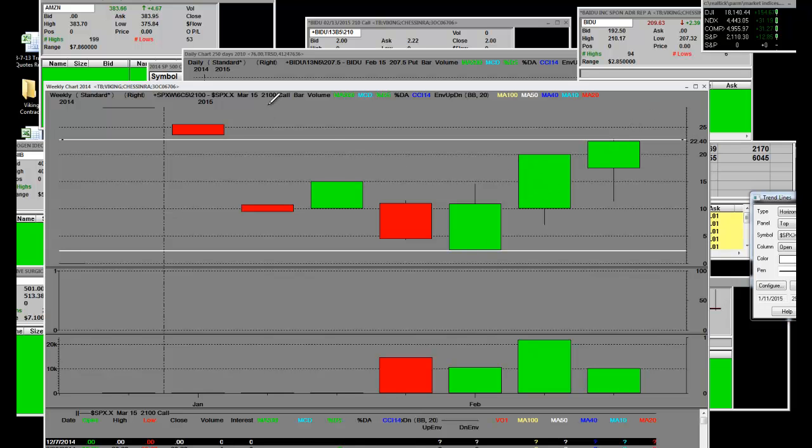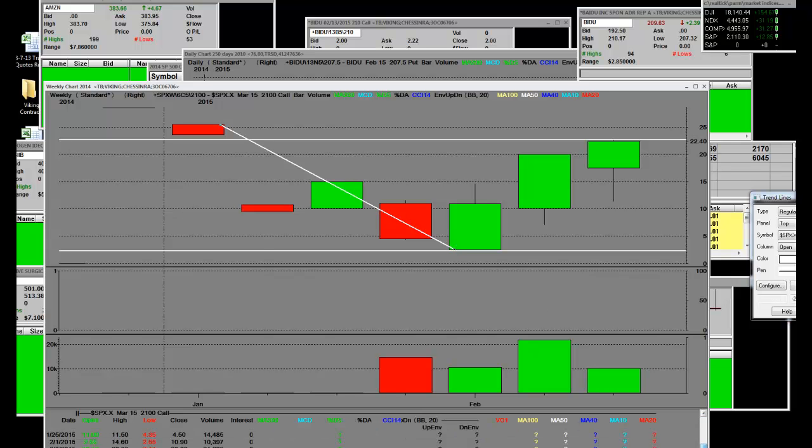So once again, that 2100 call was bought out of the money. This is a weekly chart, and that $2,100 call is up here. This is where it started out, everybody. The bull got massacred, because this 2100 call when we started out was up here at $25.50, and it went straight down here.